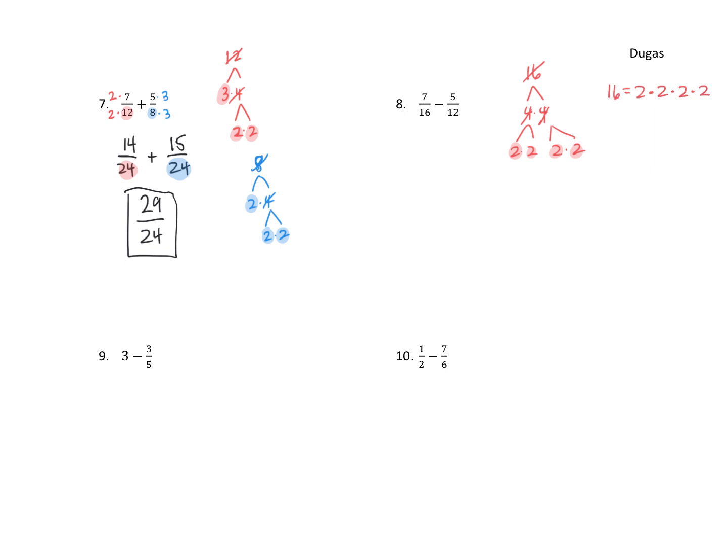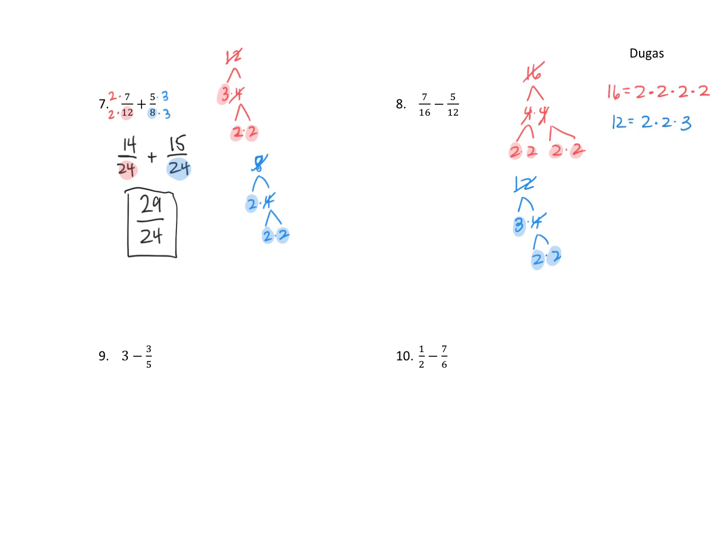All right, next we want to do 12. So 12 is 3 times 4. 4 is 2 times 2. Those are all prime, so our list would include 2 2's and a 3.